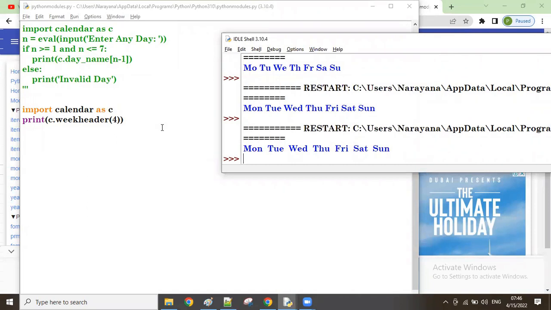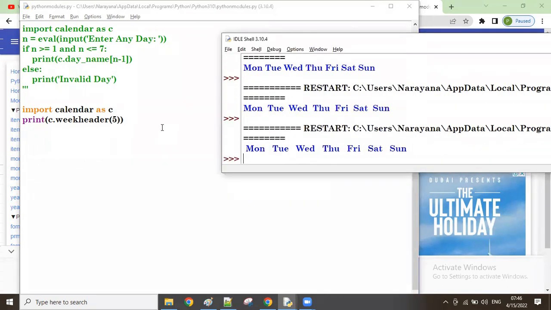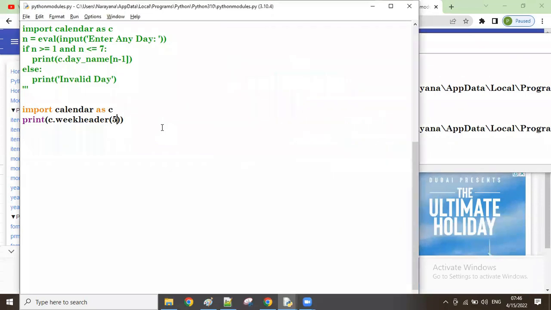Means you can choose either 1 or 2 or 3. Above 3, if you give any number, it uses 3 characters only. Suppose I am giving here 5, but use which one? 3 characters only. Right? Take the point.